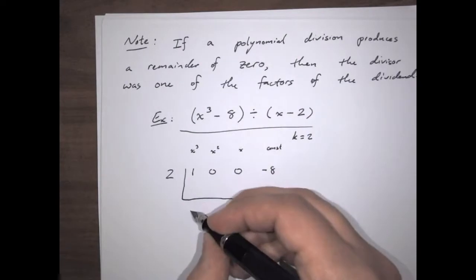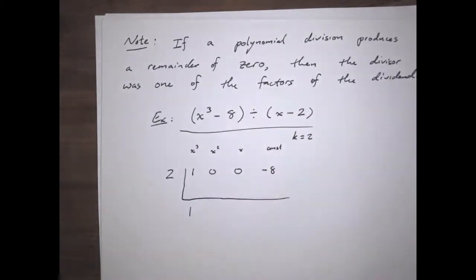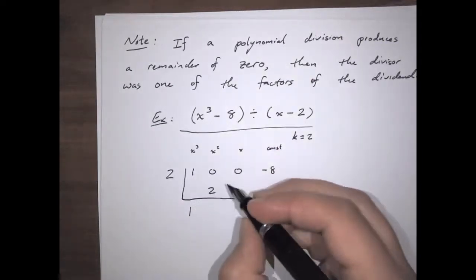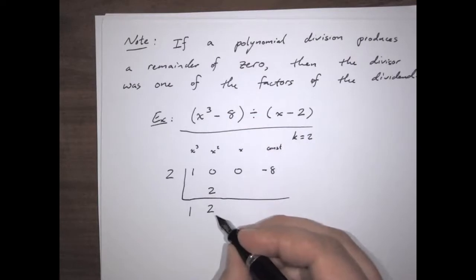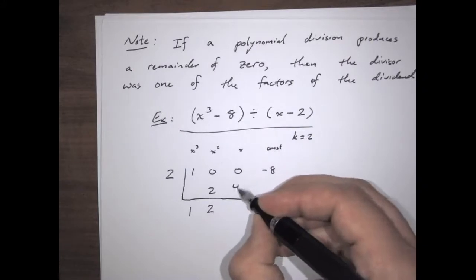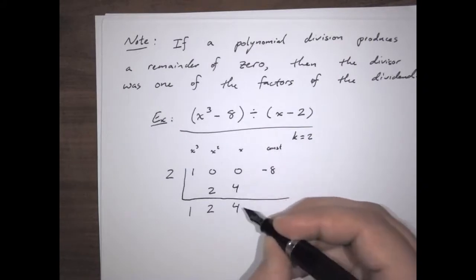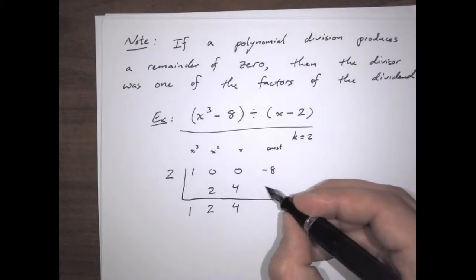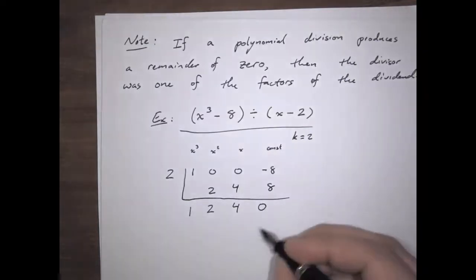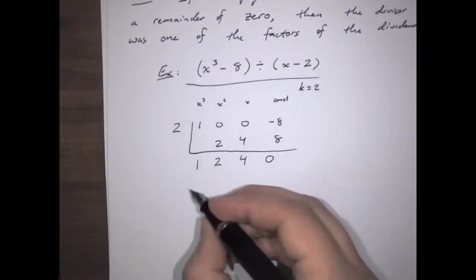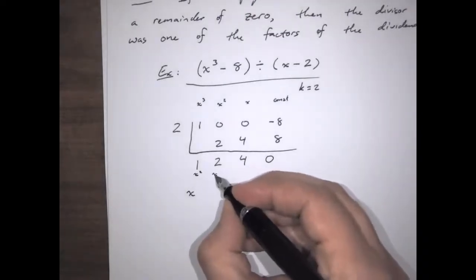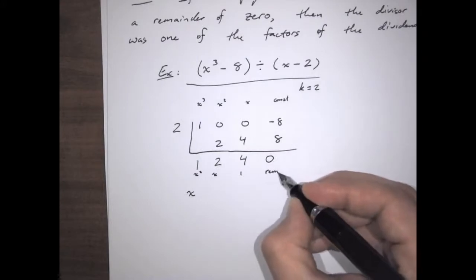And then down here we pull down first just the first number there. Then we do 2 times that, and we put that up here. Then we add those, and we put that down there. And then we do 2 times that, and we put that up here. And then we add those, and we put that down there. And we do 2 times that, and we put that up here. And that, you'll notice, is going to give us a remainder of 0. So these are now x squareds, x's, 1's, and remainders.